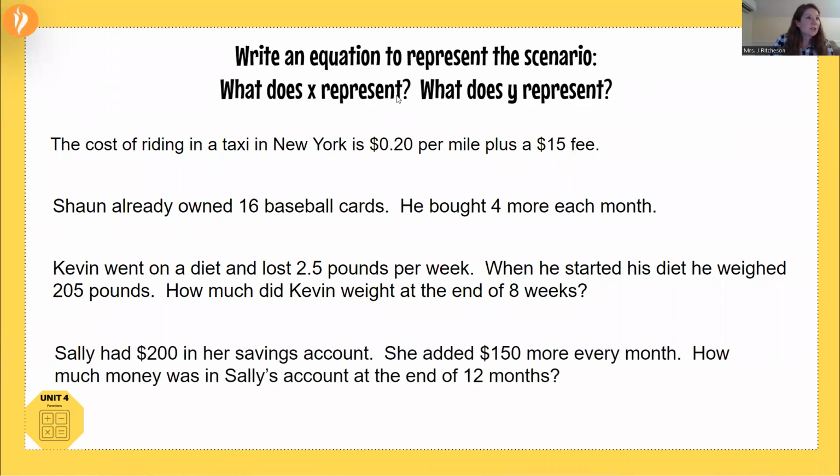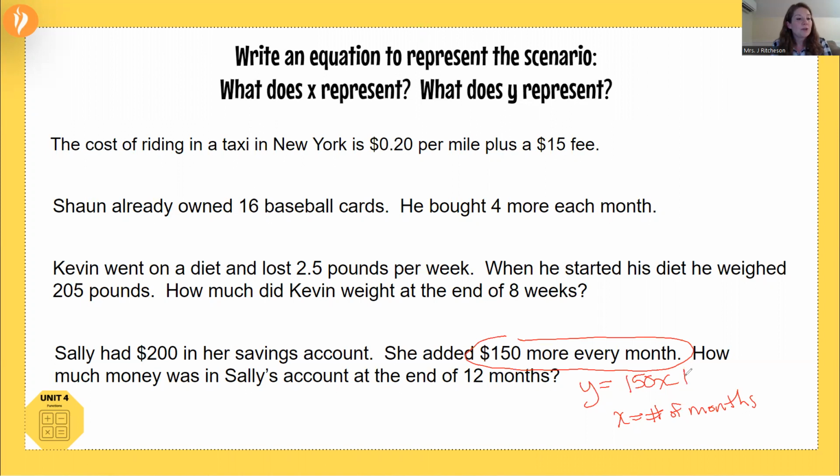Sally had $200 in her savings account at the beginning. That's her initial money. She added 150 more per month, every month. How much money was in Sally's account at the end of 12 months? All right, so y, which is her total, what are we talking about? Total amount of money in her savings account. Since we see per month, we're going to multiply 150 times x. And what does x represent? Number of what? Number of months.